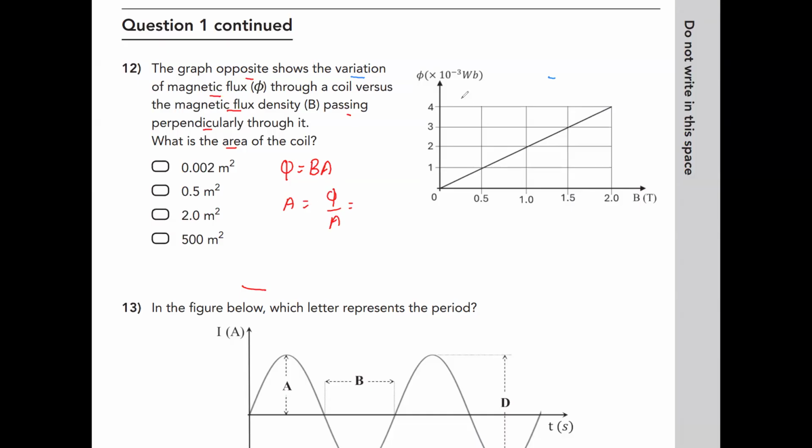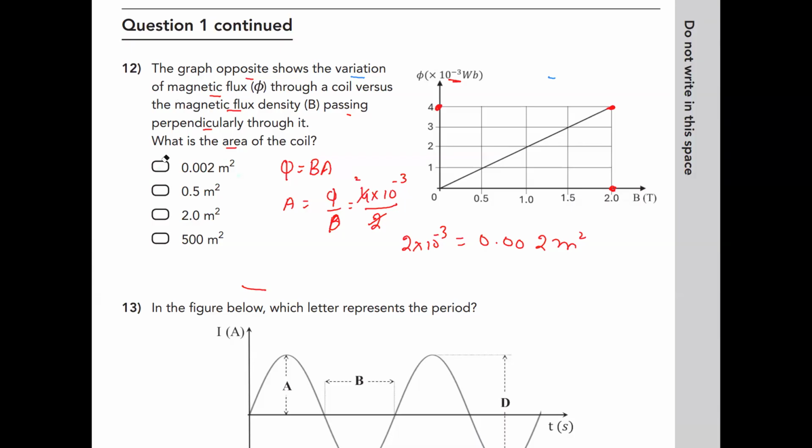So what is the value of phi? Obviously, for the value of phi, we take this point. So we have the value of phi, 4 multiplied by 10 power minus 3. And we have B, and the value of B is obviously 2 Tesla. So 2 ones are 2, 2 twos are 4. So your answer is 2 multiplied by 10 power minus 3, which is equal to 0.002 meter square. So this one is your right answer. This is a simple question, not very difficult.